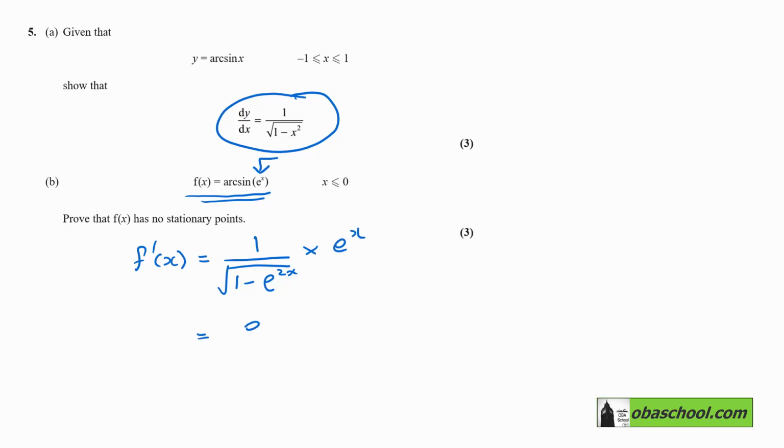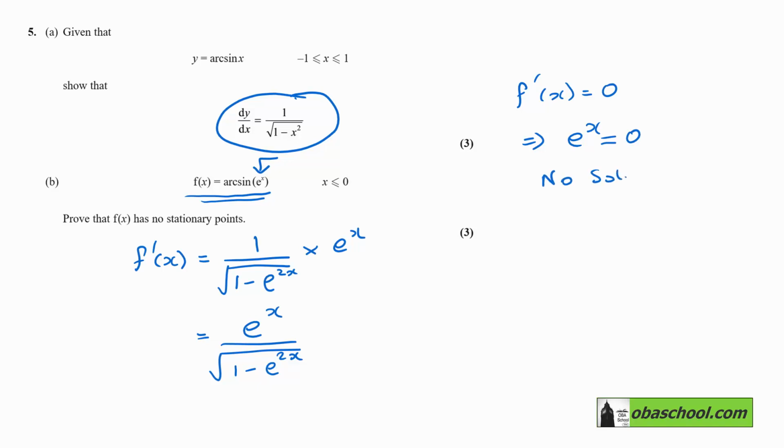So what we have is e to the x over the square root of 1 take away e to the 2x. For f dashed x to be equal to 0, that would mean e to the x is equal to 0, which has no solutions.